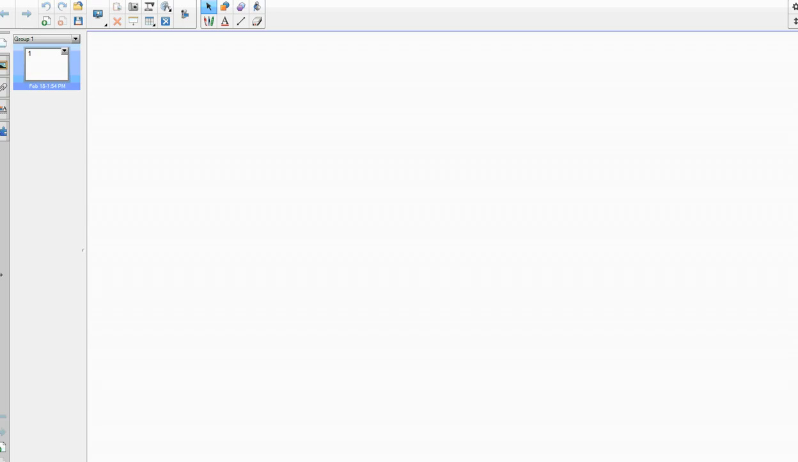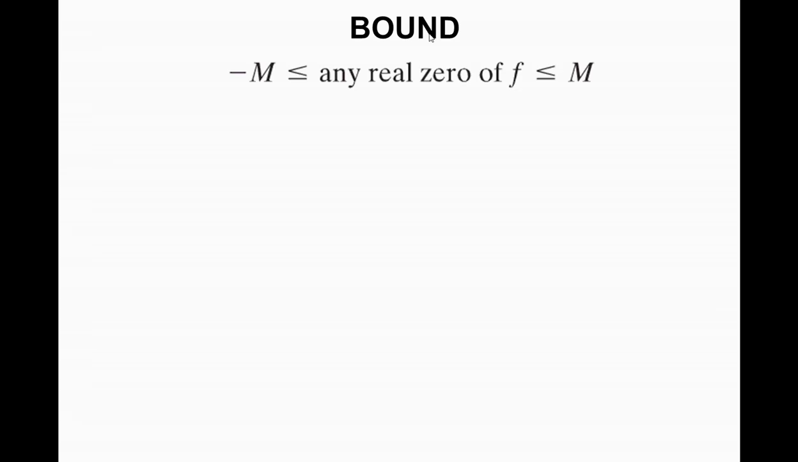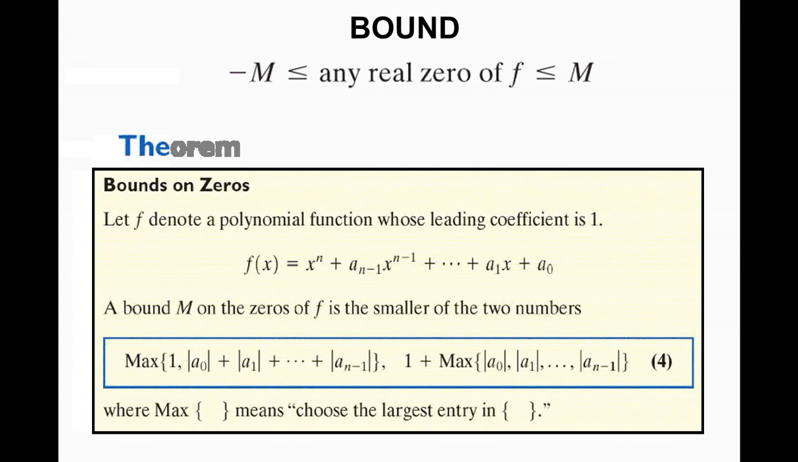All right, so today we are going to finish part 2 of our 4.2 notes. We're going to talk about the bounds theorem for bounds on zeros. So negative M less than or equal to any zero of f less than or equal to M.